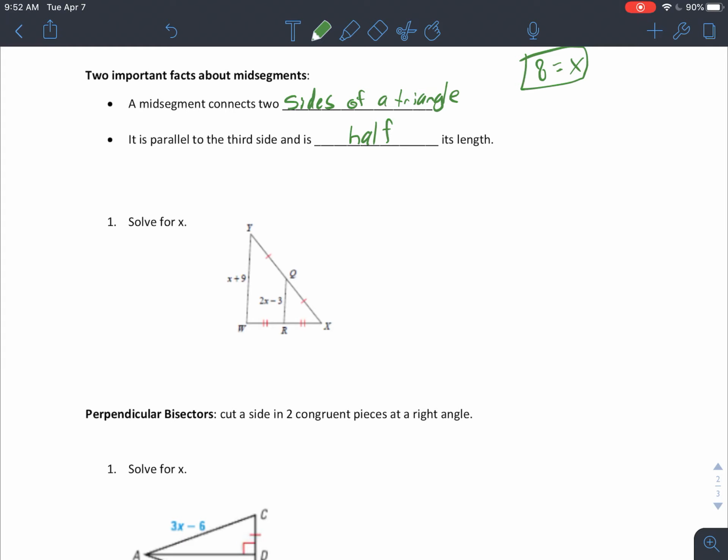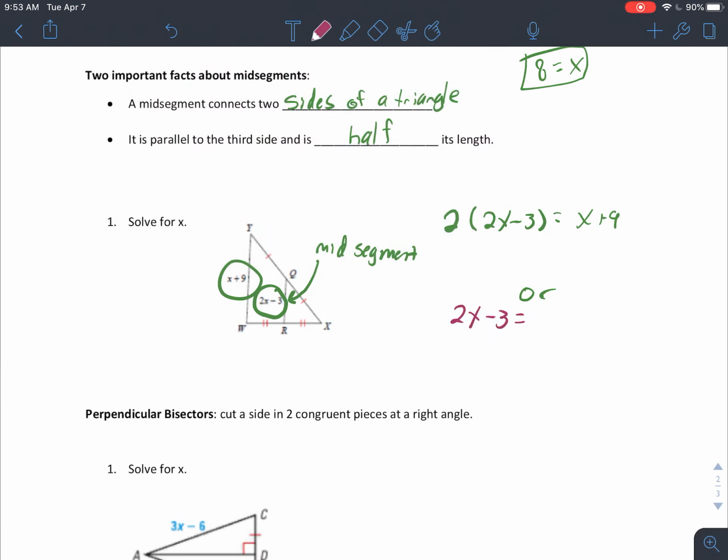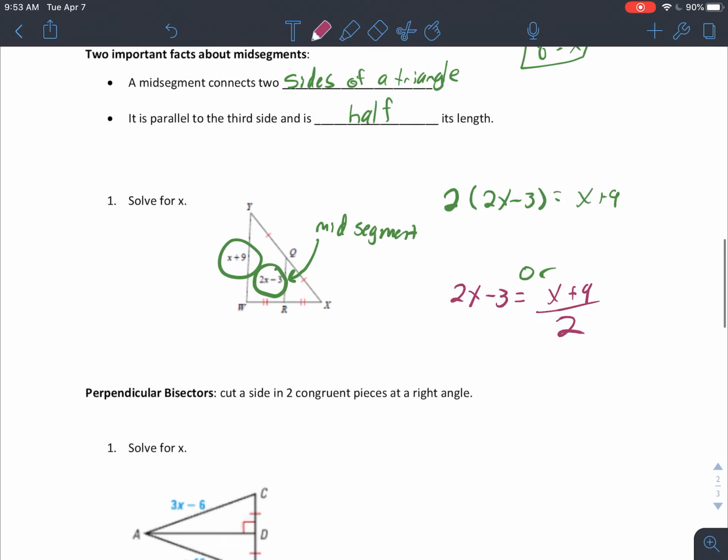So what we need to look at here. This is our midsegment right here in the middle. The midsegment is exactly half of the third segment, so x plus 9. There are two ways to look at this. We can either take 2 times the midsegment is equal to the third segment, or you can say 2x minus 3 is equal to half of the third segment. Either way, you're going to solve and get the same thing.